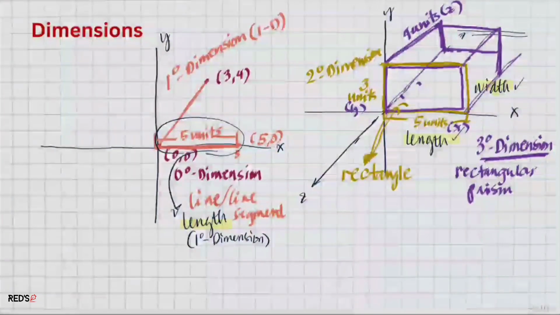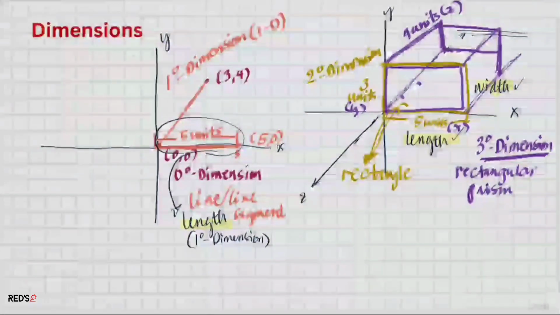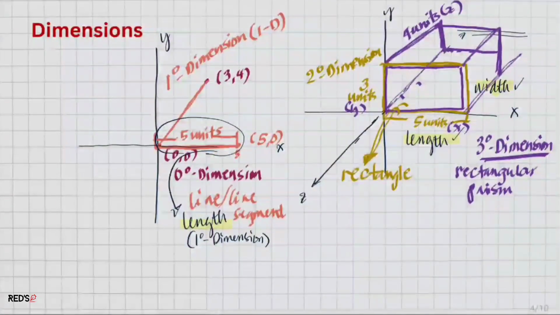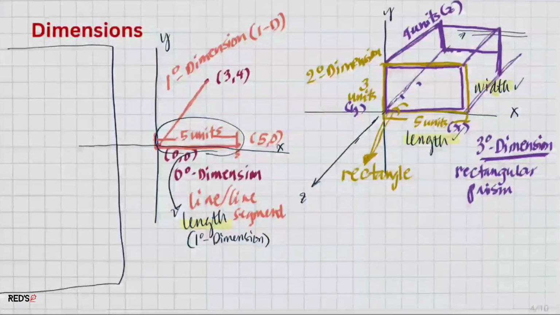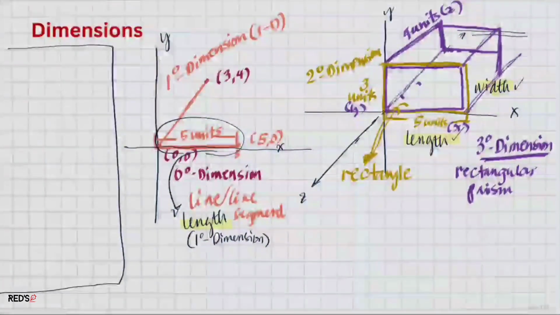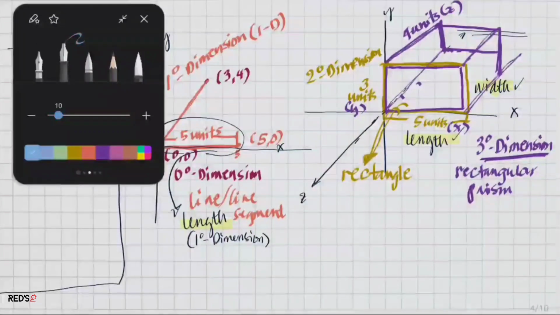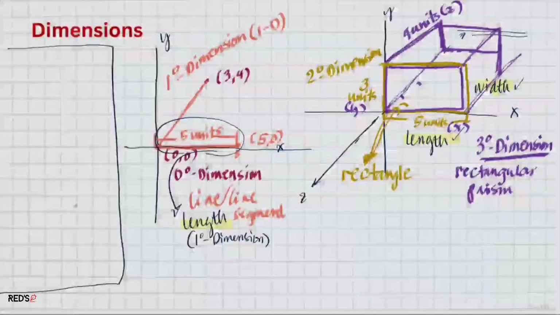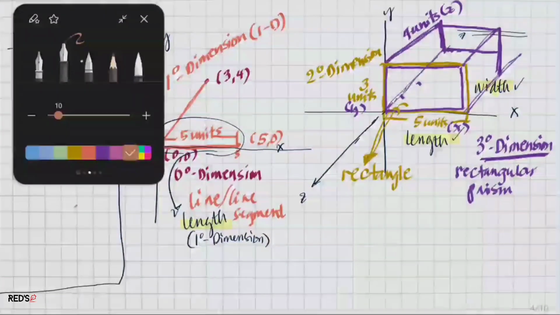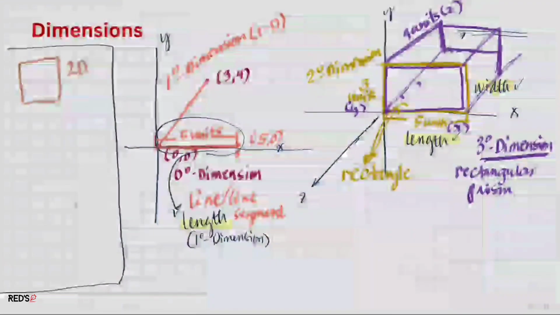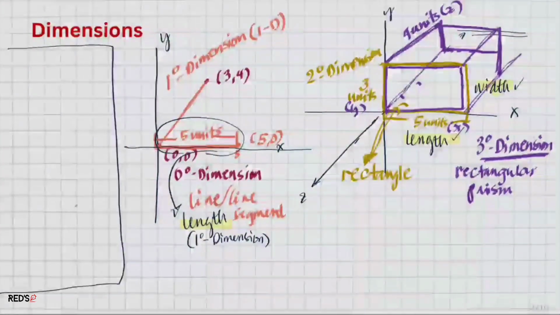So let's have a section here. What if we have a square? Example, that's a square. All right. So that's in 2D, right? That's in 2D. But if we make that in 3D, let me just make it consistent to the color.